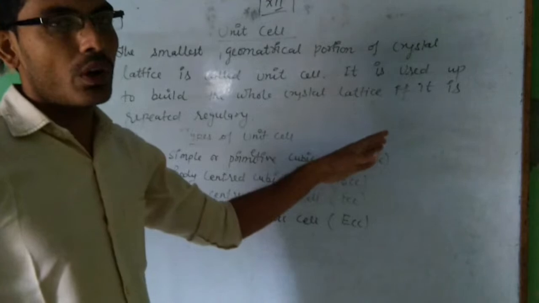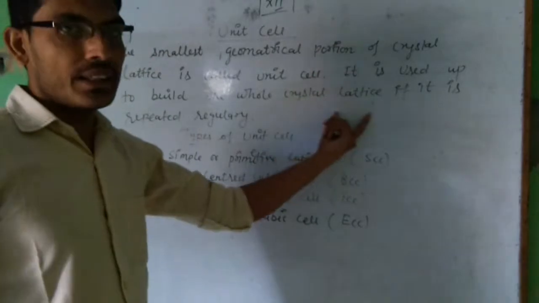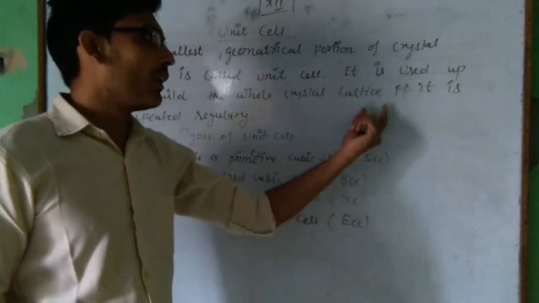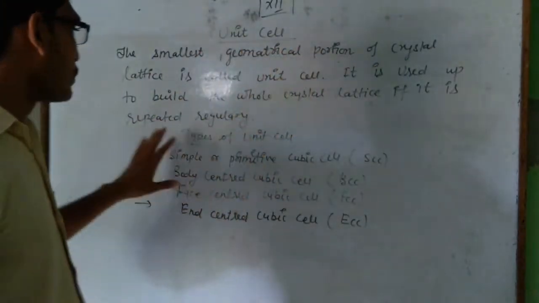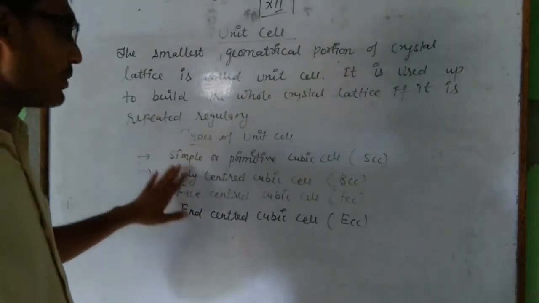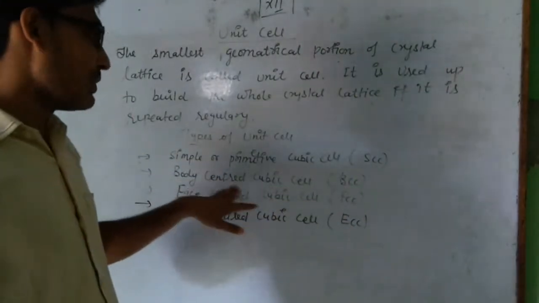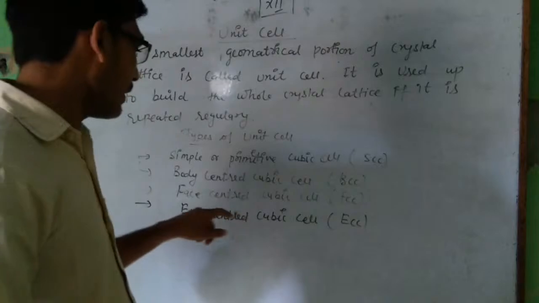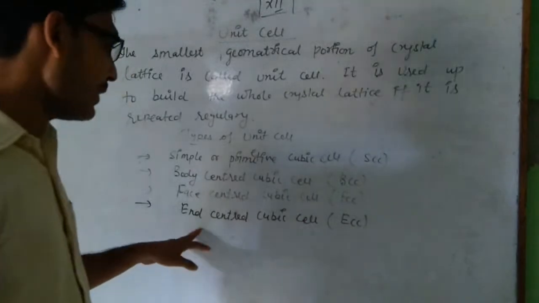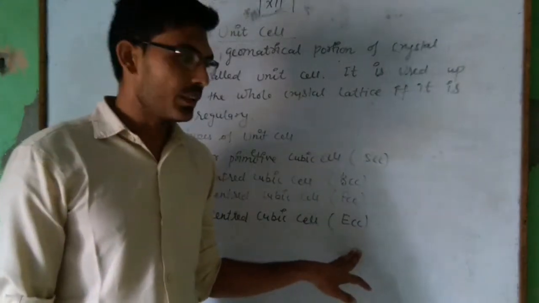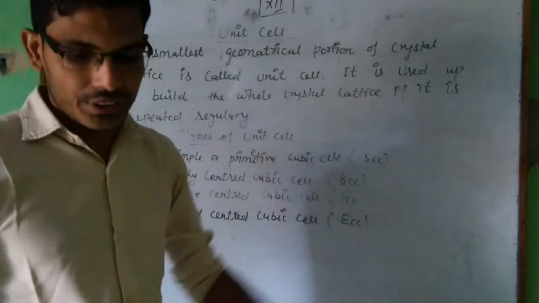The bricks are the smallest portion of the wall, and the wall is known as an example of a crystal lattice, and the bricks are like the geometrical portion called unit cell. So types of unit cells: there are four types of unit cells. Primitive cubic cell, in short you can write SCC, and the second one is body centered cubic cell, written as BCC, and the third one is face centered cubic cell, written as FCC, and the fourth one is the end centered cubic cell, ECC. Now we are going to discuss all these four types of unit cells in detail.